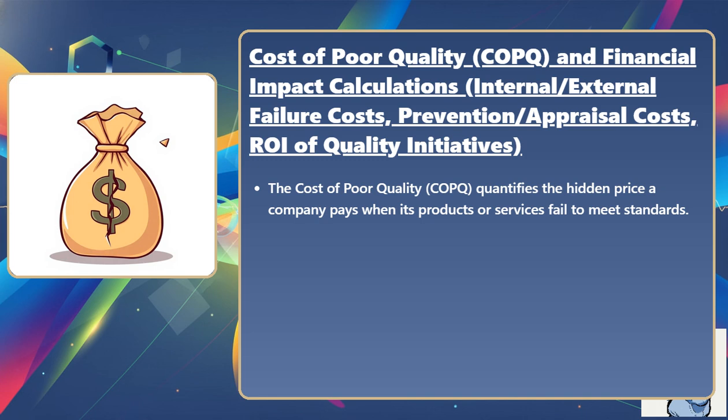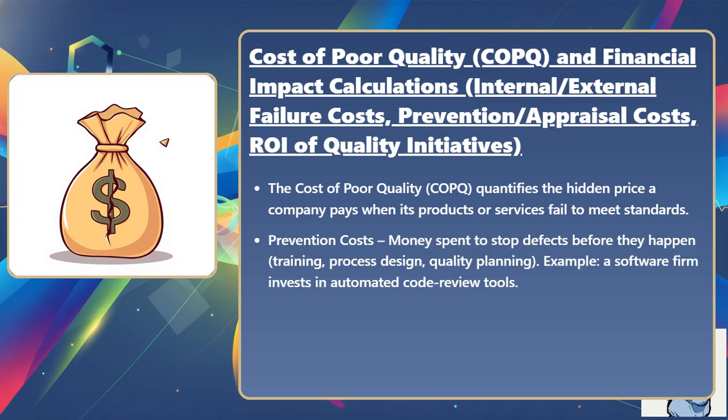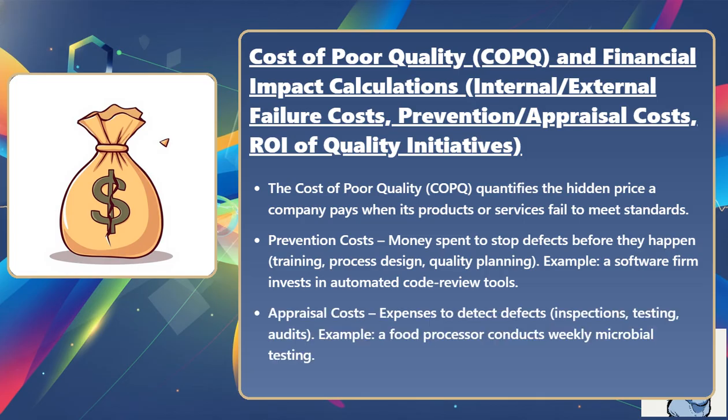The cost of poor quality, COPQ, quantifies the hidden price a company pays when its products or services fail to meet standards. Prevention costs, money spent to stop defects before they happen. Training, process design, quality planning. Example, a software firm invests in automated code review tools. Appraisal costs, expenses to detect defects: inspections, testing, audits. Example, a food processor conducts weekly microbial testing.